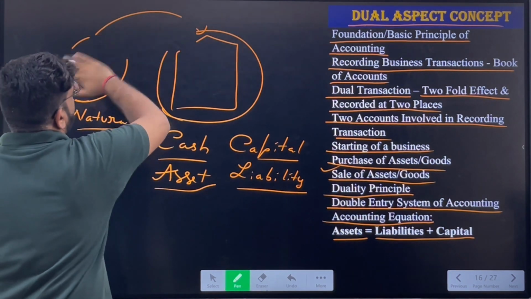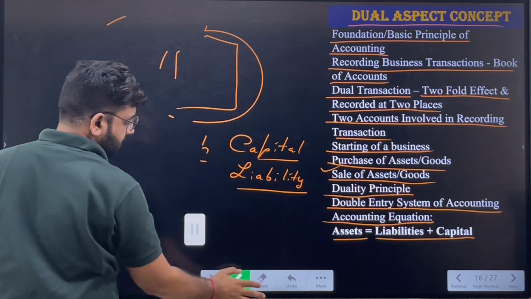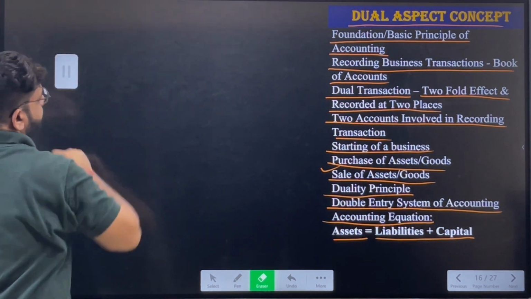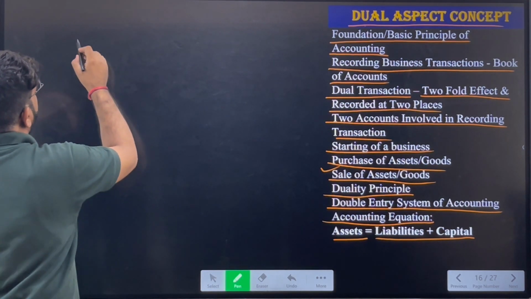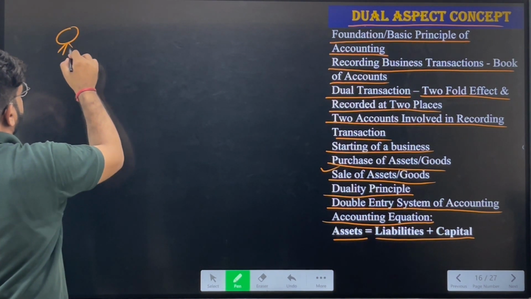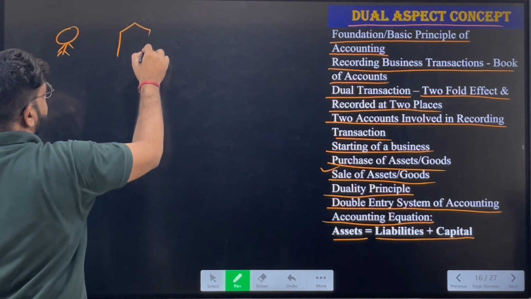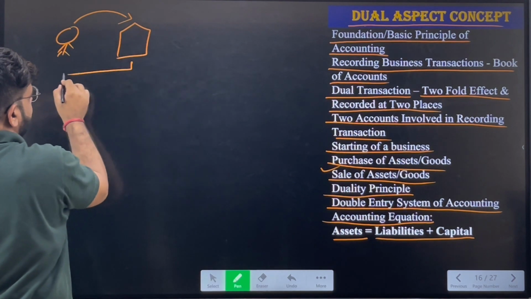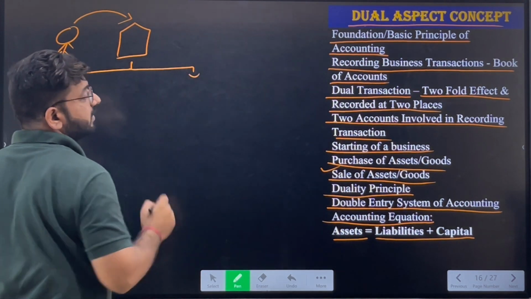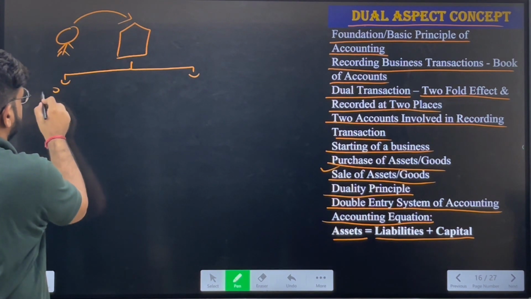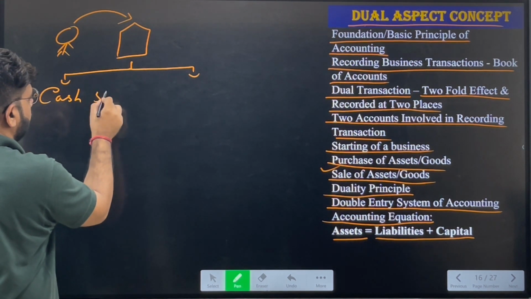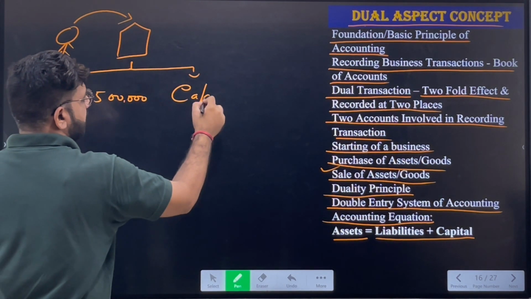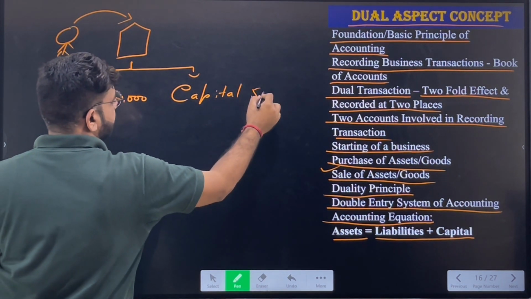For example, there was an owner who has started a business. Now, the owner has paid to the business a capital of rupees 5 lakhs. The business will have two things with it. First, there will be cash of 5 lakhs. Another thing, it will have a liability with the name capital of 5 lakhs. This we have already discussed.